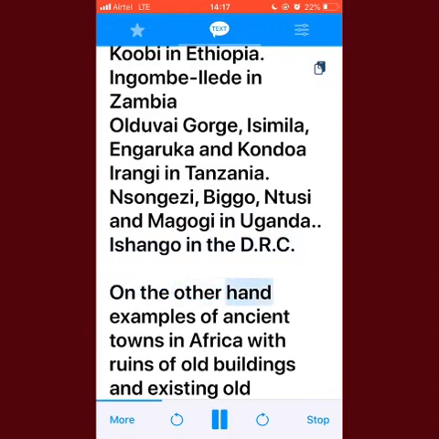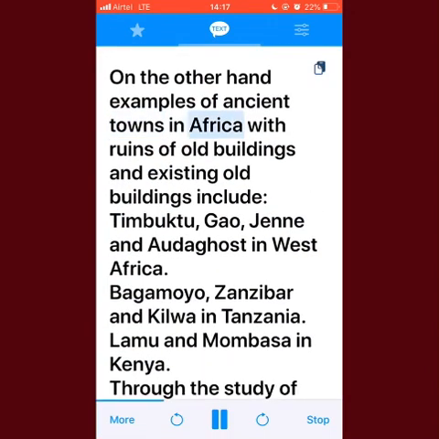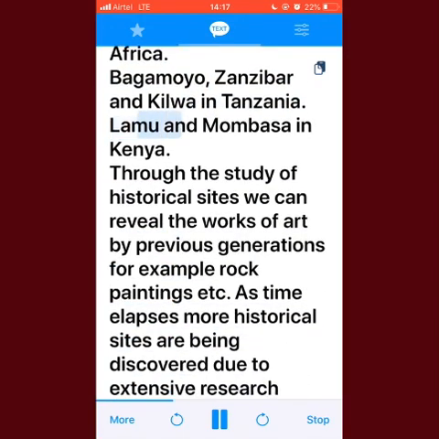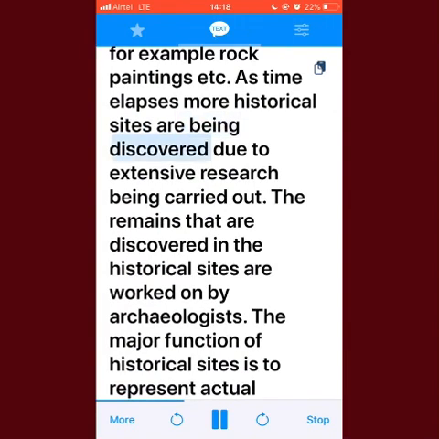On the other hand, examples of ancient towns in Africa with ruins of old buildings and existing old buildings include Timbuktu, Gao, Jen and Otagost in West Africa; Bagamoyo, Zanzibar and Kilwa in Tanzania; Lamu and Mombasa in Kenya. Through the study of historical sites we can reveal the works of art by previous generations, for example rock paintings, etc. As time elapses, more historical sites are being discovered due to extensive research being carried out.